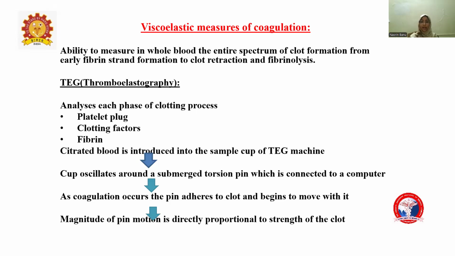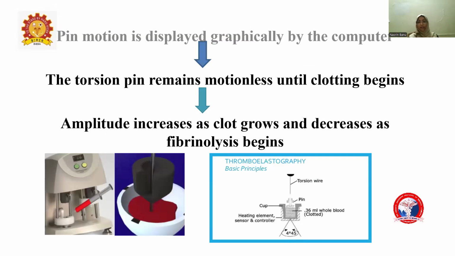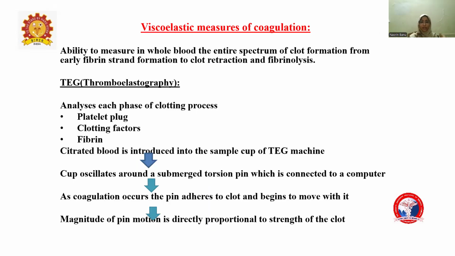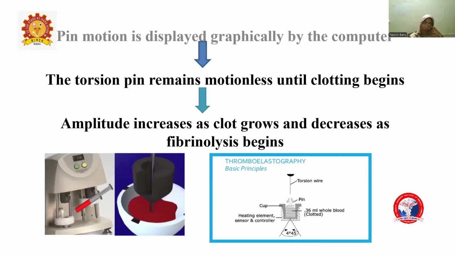How is it done? It is done by using citrated blood. The citrated blood is introduced into the sample cup of the TEG machine. The cup oscillates around a submerged torsion pin, which is connected to the computer. As coagulation occurs, the pin adheres to the clot and begins to move. The magnitude of the pin motion is directly proportional to the strength of the clot. This pin motion is displayed graphically by the computer. The torsion pin remains motionless until clotting begins. Amplitude increases as the clot grows and decreases as fibrinolysis begins.